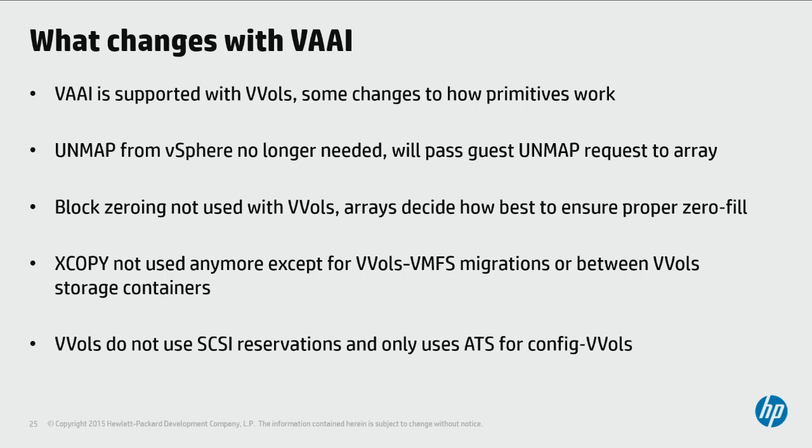The one exception to that, if I'm moving data from VMFS to VVols, that will use Xcopy simply because it's not complete within the array. We're bringing VMFS into the picture. And VVols do not use SCSI reservations at all. It doesn't support them. So things like RDMs, like I mentioned before, aren't really supported. And atomic test and set, which is the disk locking feature, is only used for the config virtual volume. We're not having to do that on the actual data VVols.